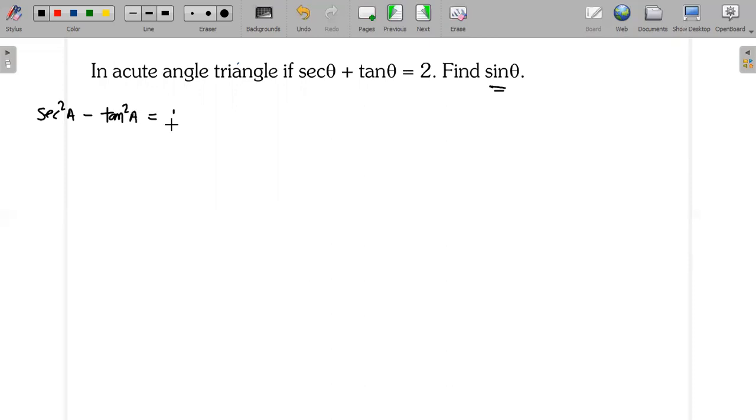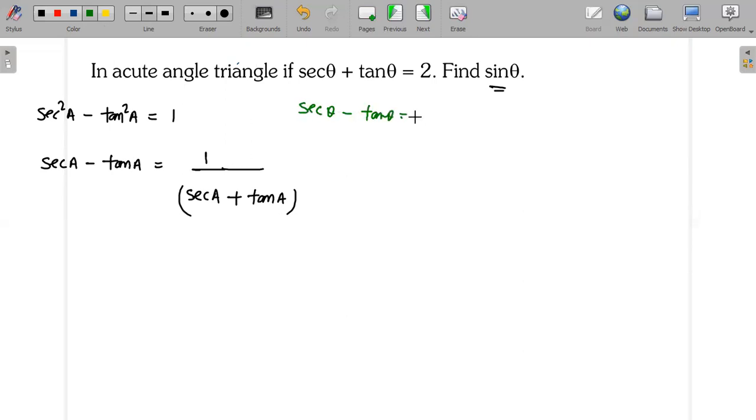And if I try to factorize using A square minus B square, I can say that whatever value secant A minus tan A holds will be equal to 1 upon secant A plus tan A, because both are reciprocal to each other. I already know the value of secant theta plus tan theta. Excuse me, here the argument is theta. This is equal to 2. So can I write the value of secant theta minus tan theta will be equal to 1 over 2.